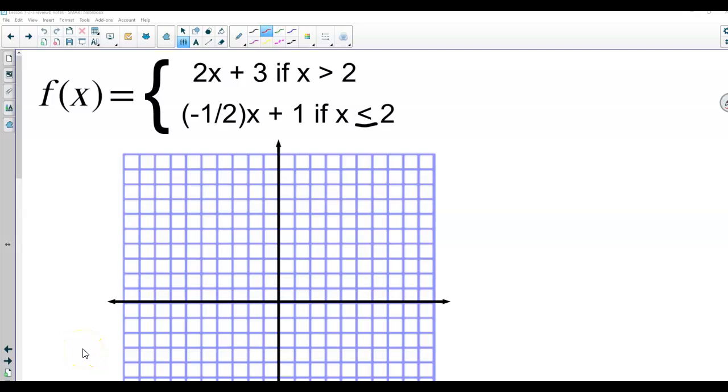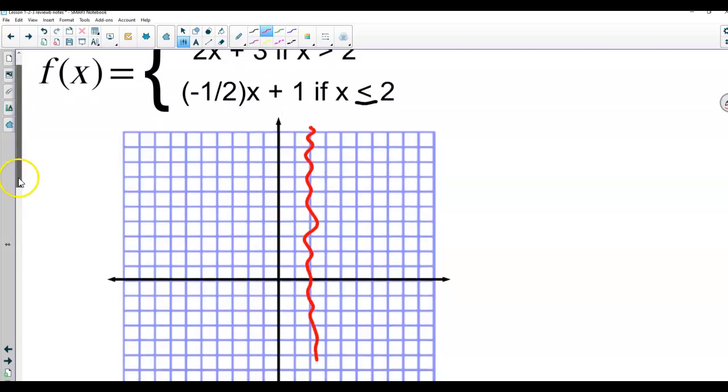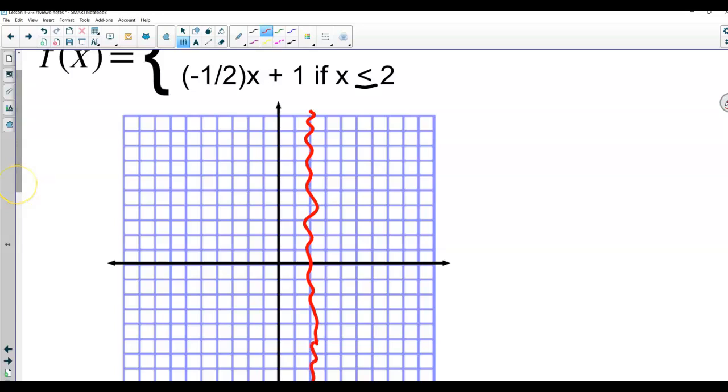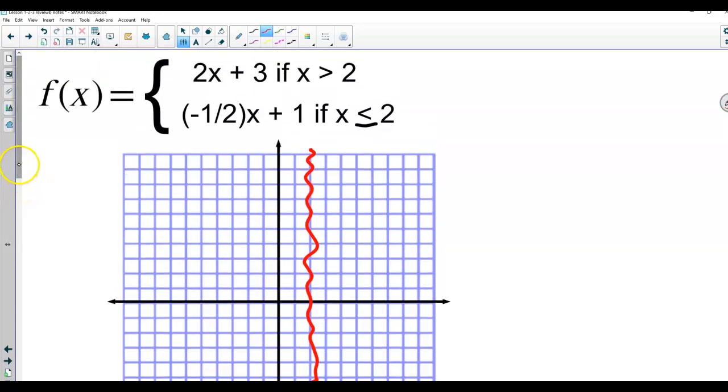All right, so for the review here with piecewise functions, we can draw that line at x equals 2, okay? And we can just graph both lines as you normally would. The y-intercept here is 3. Up 2 over 1, up 2 over 1, up 2 over 1. I would just do the dots.